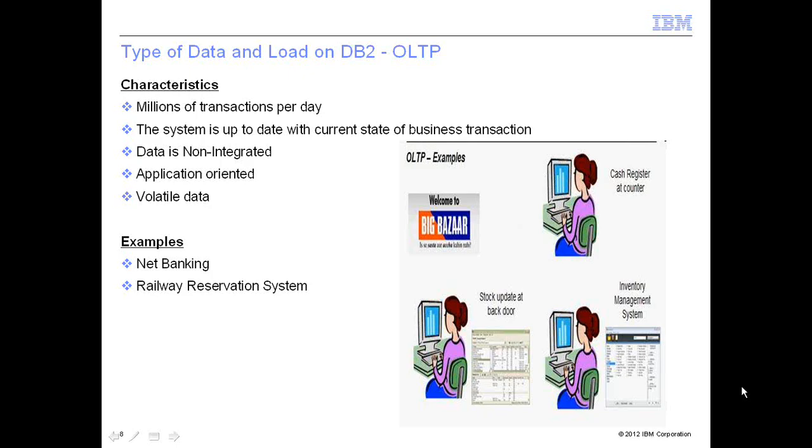When you consider an OLTP scenario, it is a database which is prone to several transactions per day, and the system needs to be up to date. That means you're going to have a lot of inserts, updates, deletes happening, with consistency and concurrency supported. You need to have data which is non-integrated and most likely application oriented. The best example that we can look at here is a railway reservation system or any of our retail counters. We see that there are a lot of transactions happening almost in real time.